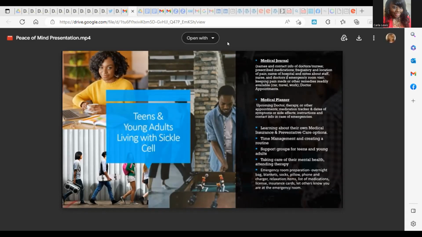Very, very important. And you want to have these things on standby if you do have to go into the emergency room. I just feel like it helps with that peace of mind and that management of having the sickle cell crisis, and just puts you more at ease than the chaos or the worry.